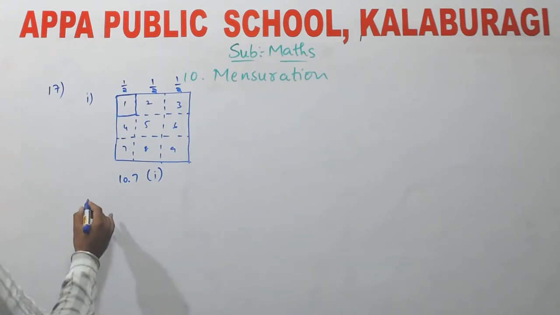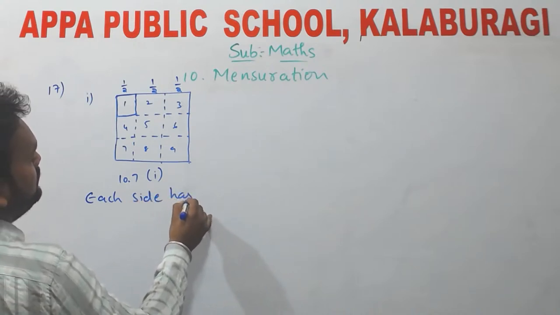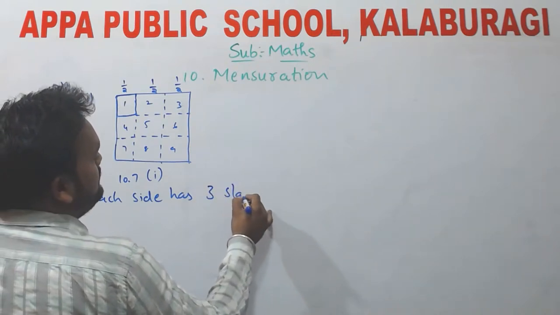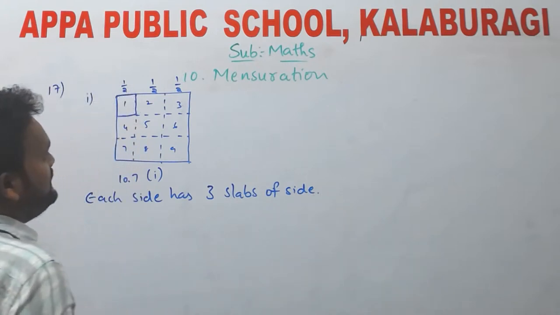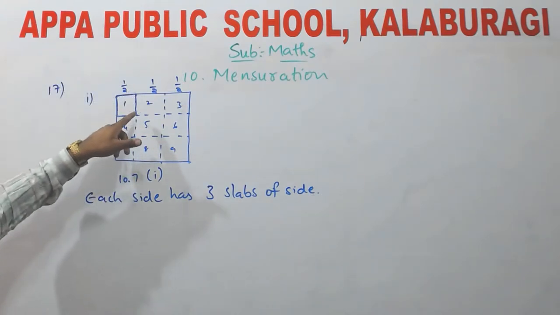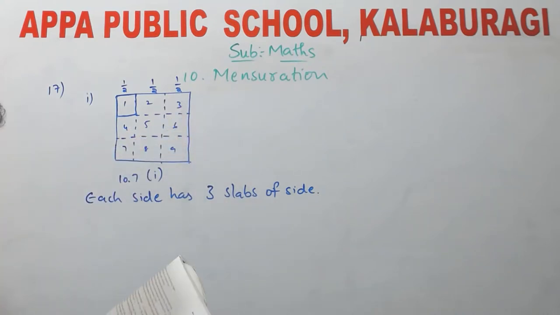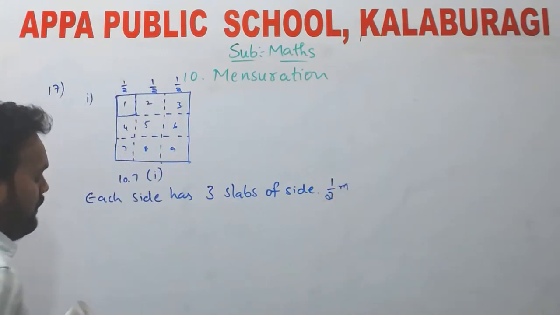Now, see, each side has 3 slabs of sides. For example, this side, you see, 1, 2, 3. Three slabs of sides. That is 1/2 meter each.